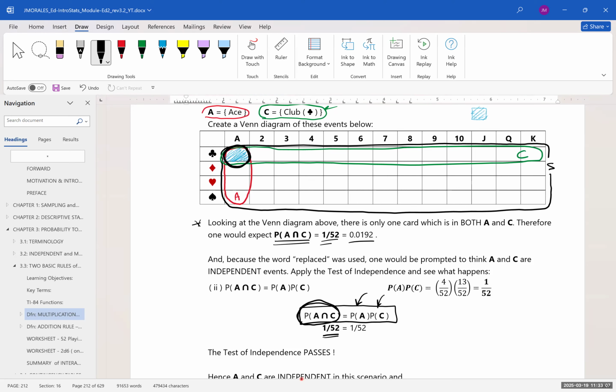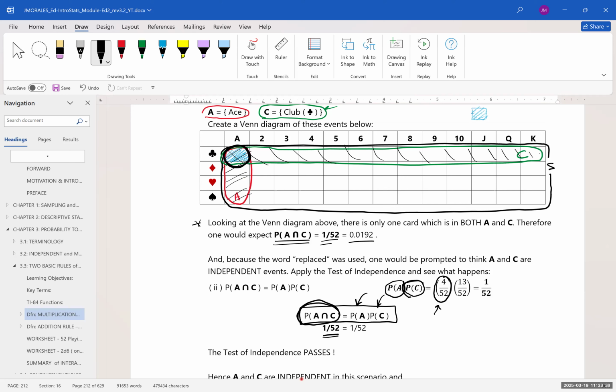well, what's the probability of A? Well, that's 4 out of 52. So it's 4 out of 52 because A is the probability of getting an ace. And so there's 1, 2, 3, 4 cards out of 52. And the probability of C, which is the probability of getting a club, how many clubs do we have in a deck? Well, we've got 13.